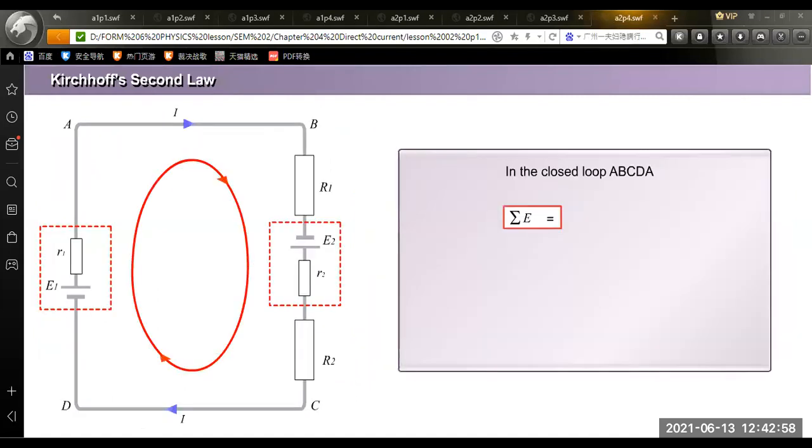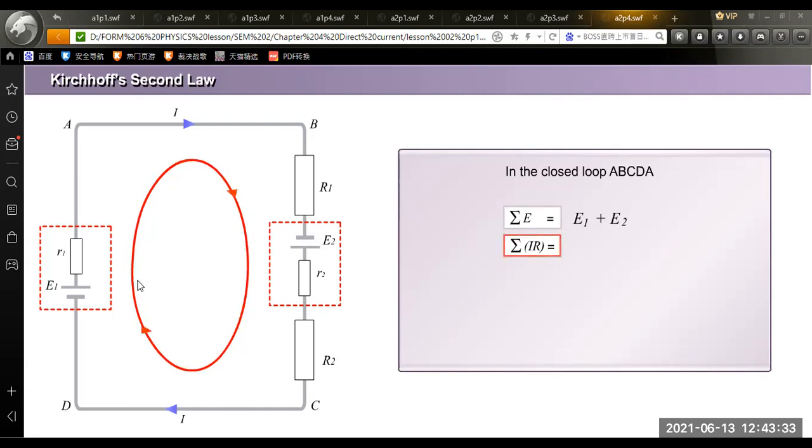Now we come to solve the problems, back to the question just now. The total of the EMF: positive is connected to negative, so the total EMF is E1 plus E2 because they are in series. Positive is connected to negative, negative connected to positive, so they are in series. E1 is in the same direction, so positive. E2 is in the same direction, positive. E1 plus E2.